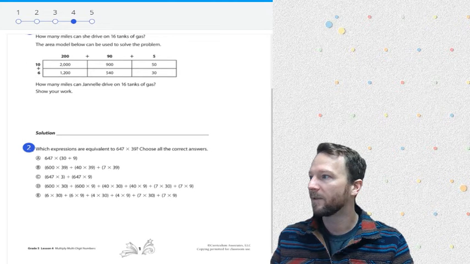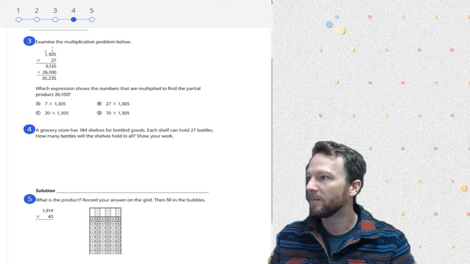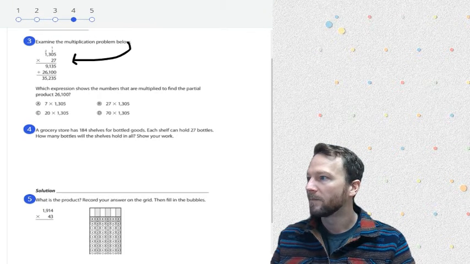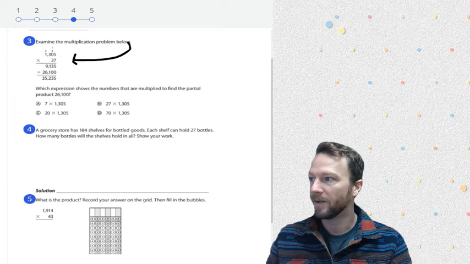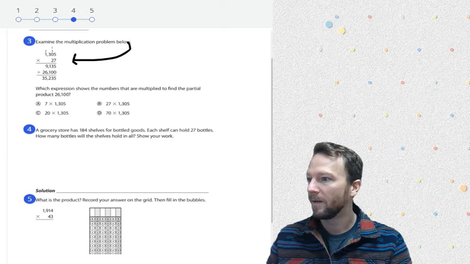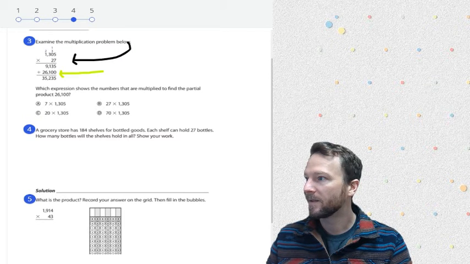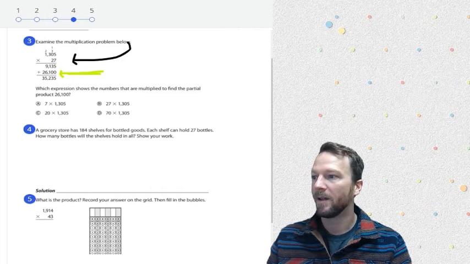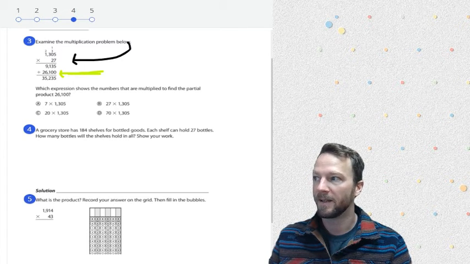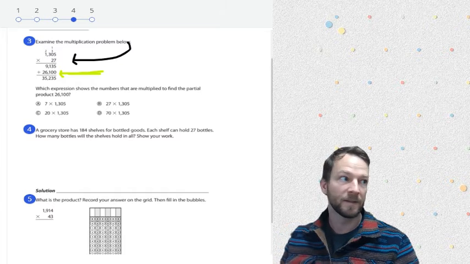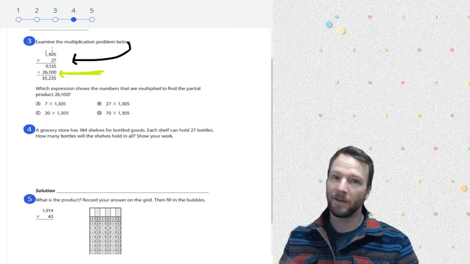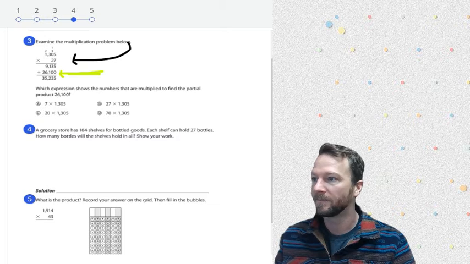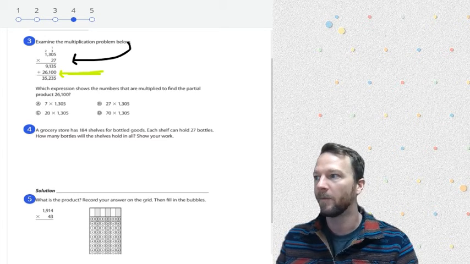Let's go down to the next one, number 3. Examine the multiplication problem below. There it is. Which expression shows the numbers that are multiplied to find the partial product of 26,100? So right here is 26,100. So you have to tell me what 2 things were multiplied to get that 26,100. We did some of these in class, so you could always go back and check in your math book. Might not be in there though. I don't know, but you can look. You can always go look in your math book if you're super stuck. Use that. These same ones aren't going to be in there, but they're similar problems, right?